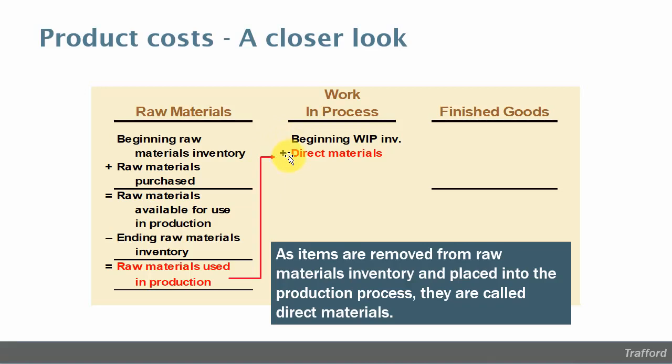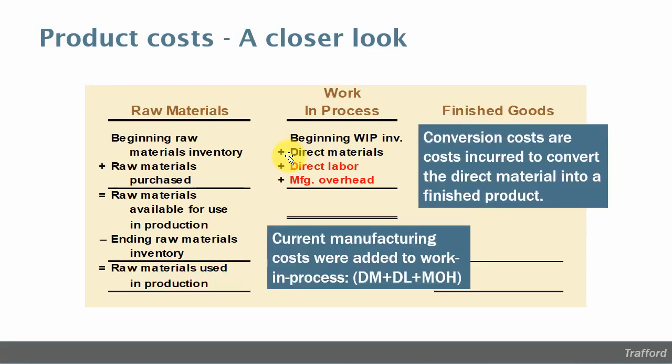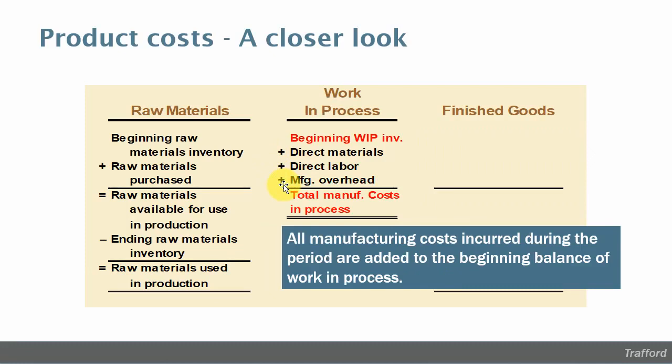Okay, that's different. These are raw materials purchased. We change the name to direct materials once they get put into production. These are direct materials used. We also need to add in the cost of direct labor and the cost of manufacturing overhead. So notice, here's all three of our current manufacturing costs being added into work in process. Together, those things give you the total manufacturing costs in process in that accounting period.